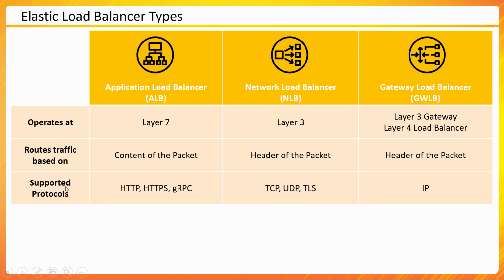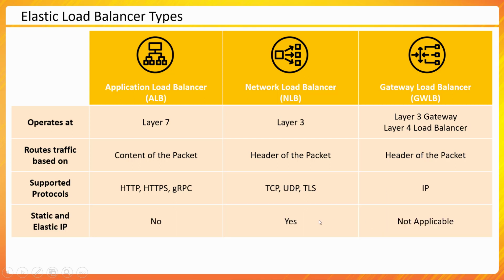What next? Supported protocols are HTTP, HTTPS, gRPC in application load balancer; TCP, UDP, and TLS in network load balancer; and gateway load balancer is just using IP-based forwarding. When it comes to static and elastic IPs, application load balancer does not have static and elastic IP associated. Network load balancer allows it. Gateway load balancer won't need it because it would be associating with the endpoint services you would be connecting to. So it will not be needing any static and elastic IP. It would be always functioning by the route table entry you would be creating.